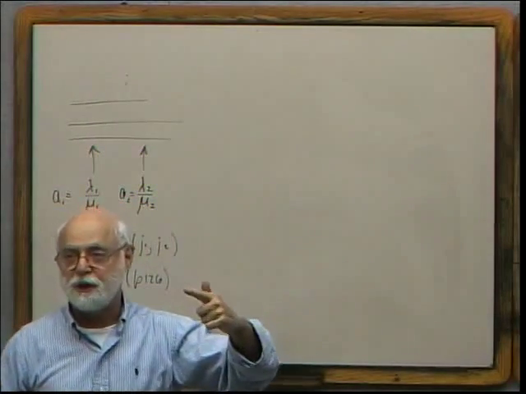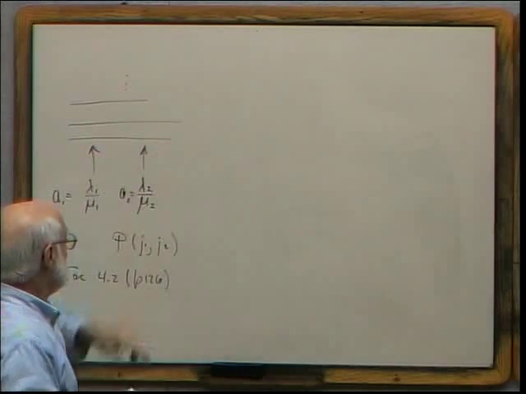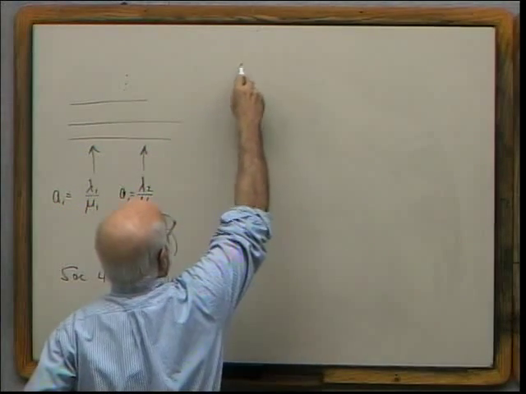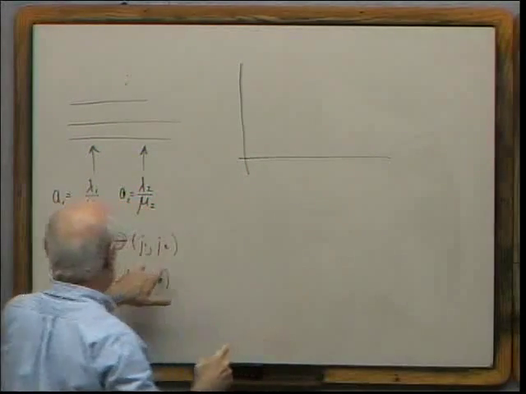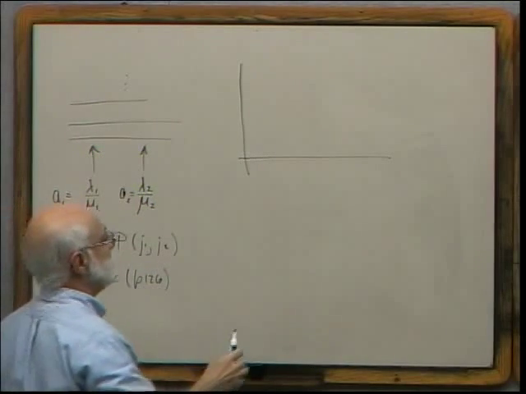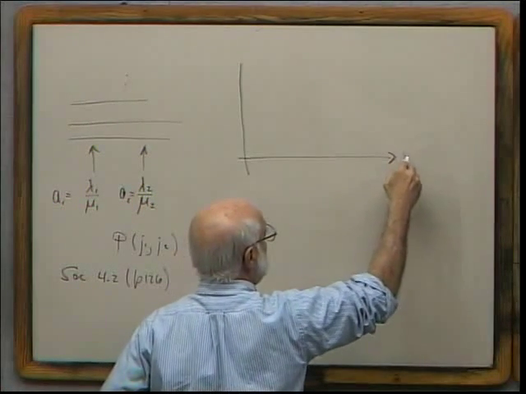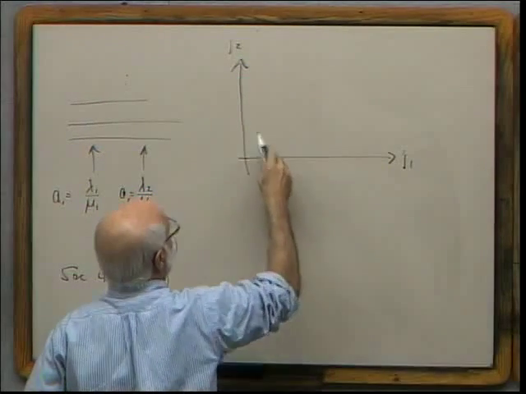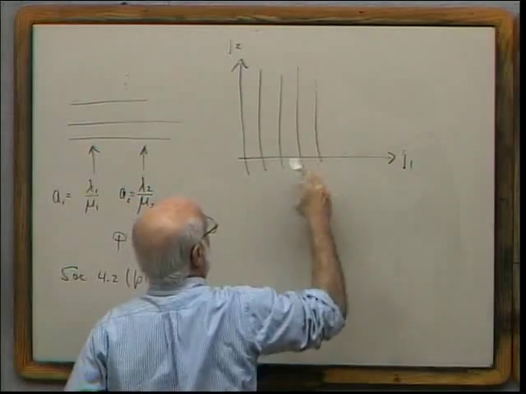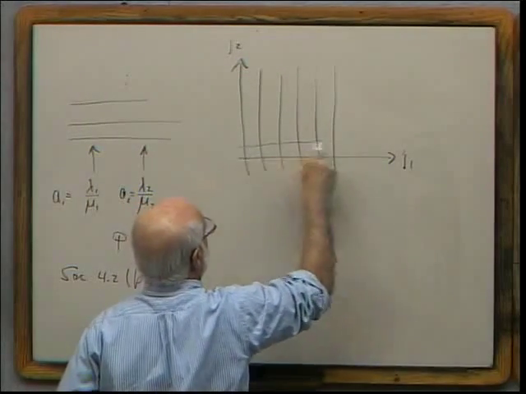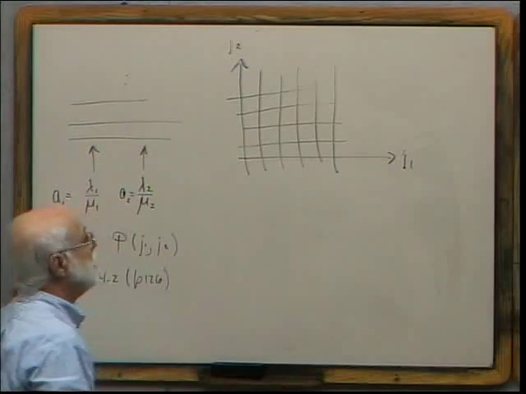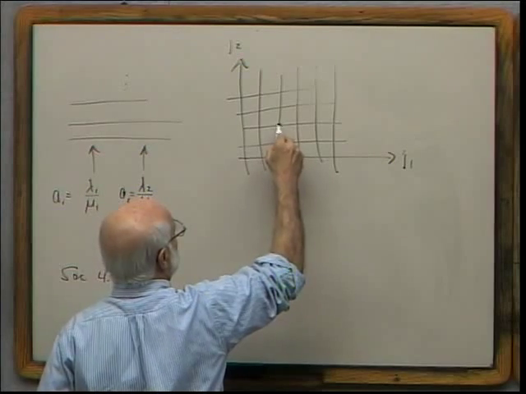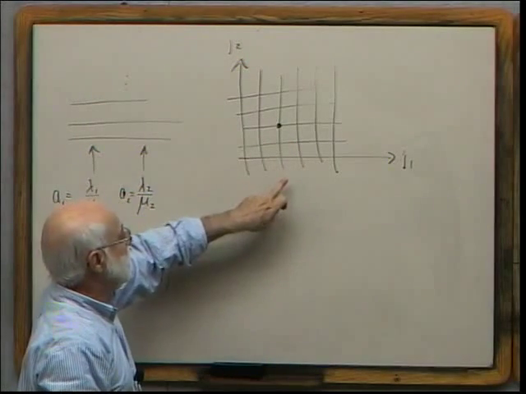Okay, so here's the idea. I'm going to represent the states of the system by this grid. I can do that as long as I have only two variables. So here is J1, and here's J2. And here are the values you can get: 1, 2, 3, 4, and so forth, and 1, 2, 3, 4, and so forth. So every state is a point here, like this. This represents a state, J1, J2. So here are all my states.